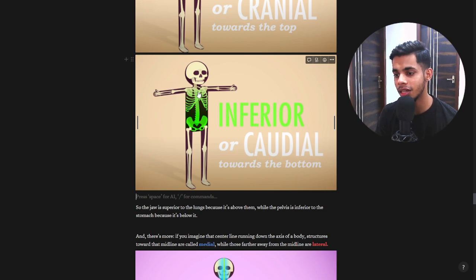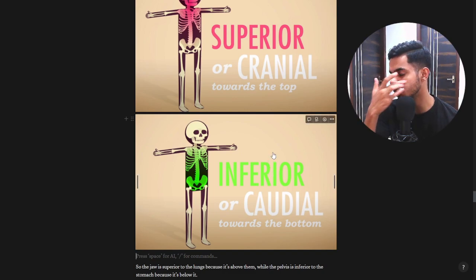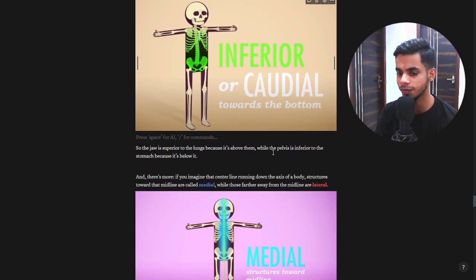On the other hand, if I see my pelvis bone, which is basically this one, where is it located? The stomach will be here, and the pelvis will be below the stomach, so I will denote it as inferior to the stomach, which is basically below the stomach. So that's how you differentiate superior and inferior, and it will differ across the different use cases in which you are using these terms to denote different positions.